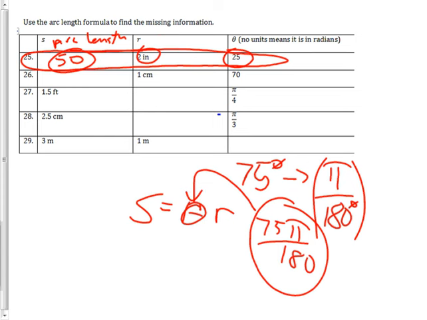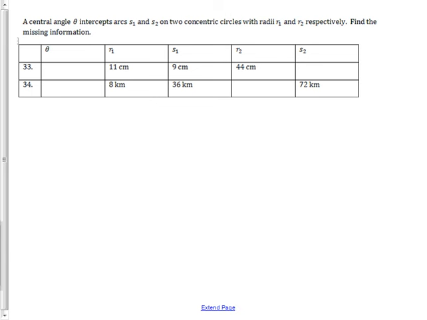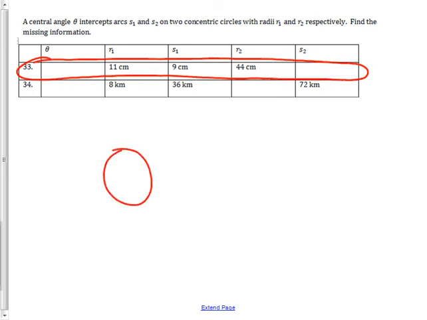All right, moving on. The central angle, theta, intercepts arcs S1 and S2 on 2 concentric circles with radii R1 and R2 respectively. Find the missing information. All right, so if I'm trying to do this problem right here, then I got to draw my picture. I got two concentric circles. That means circles that are inside other circles. All right, and they have two radii.